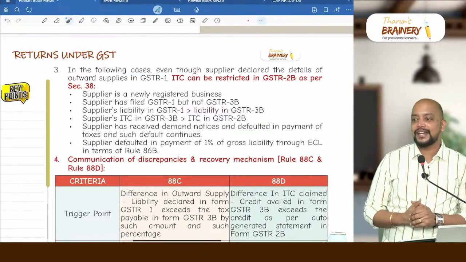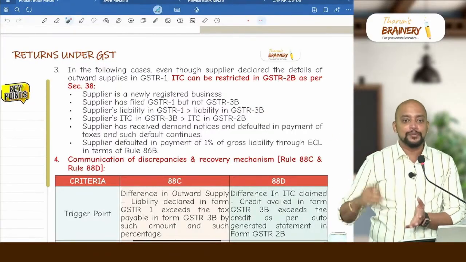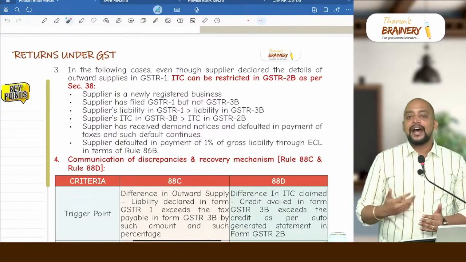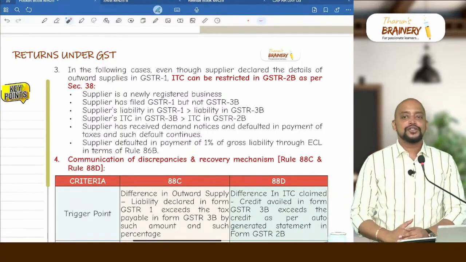What is the recourse mechanism? Now after it is coming in ITC not available in 2B, you will call that supplier and ask, boss, what is it? It is coming in 2B as not available, so do something.